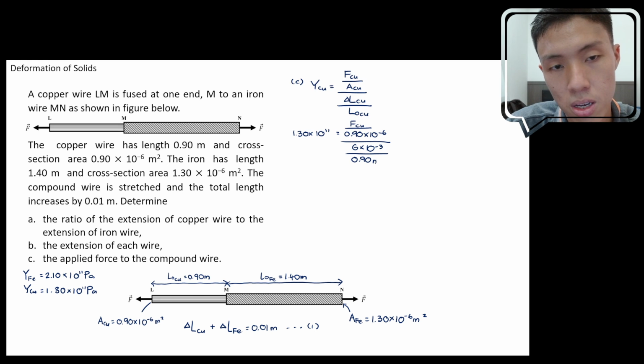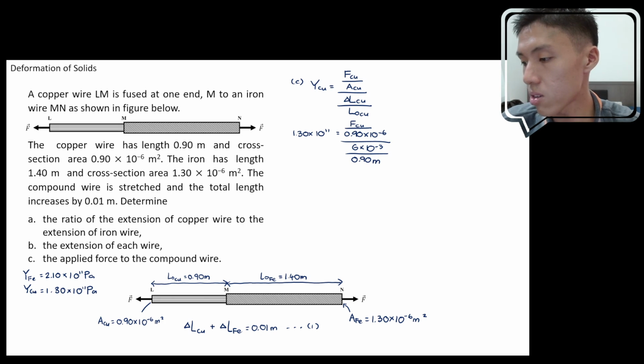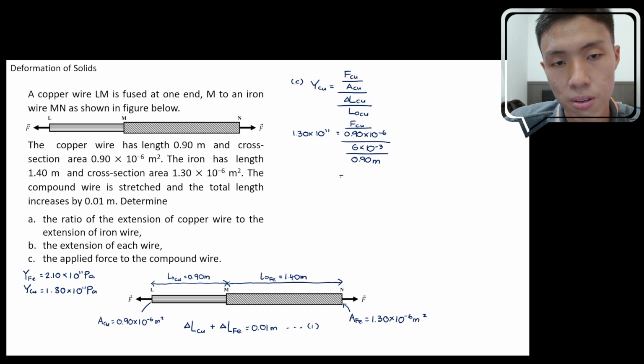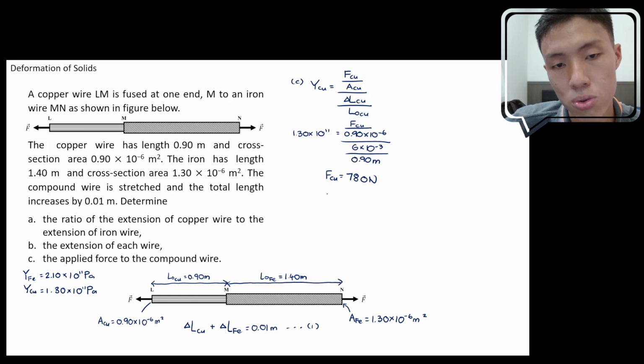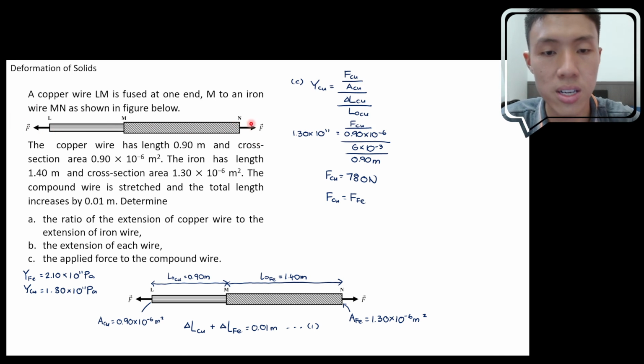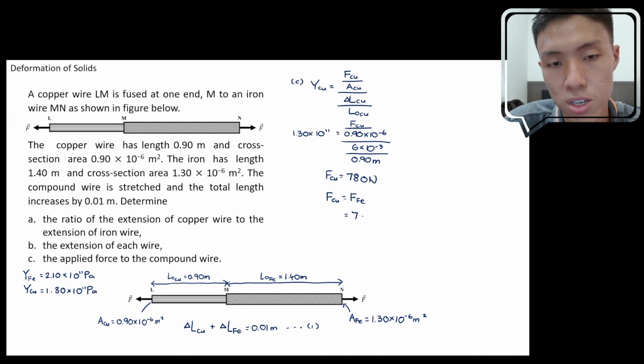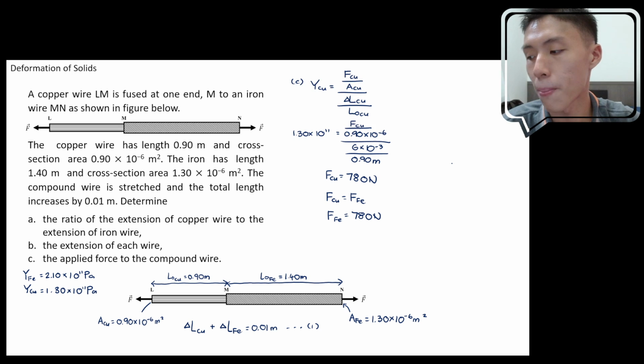Okay, so if you calculate everything, key into calculator, I believe you get the force experienced by the copper wire to be equals to 780 Newton. And because you know that the force experienced by the copper is the same as the force experienced by the iron, because they are stretched by the same tension over here, you know that this force experienced by the iron will be the same, which is 780 Newton. So this is the applied force to the compound wire.